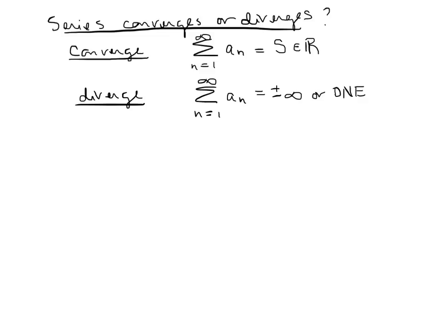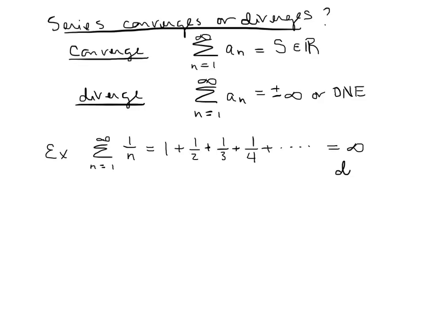All right, and here's two kind of interesting examples that we're going to come back to later. If you look at the sum from n equals 1 to infinity of 1 over n, so we just looked at that one. It was 1 plus 1/2 plus 1/3 plus 1/4, etc. If you add all of those numbers together, you're going to get infinity. This one diverges.